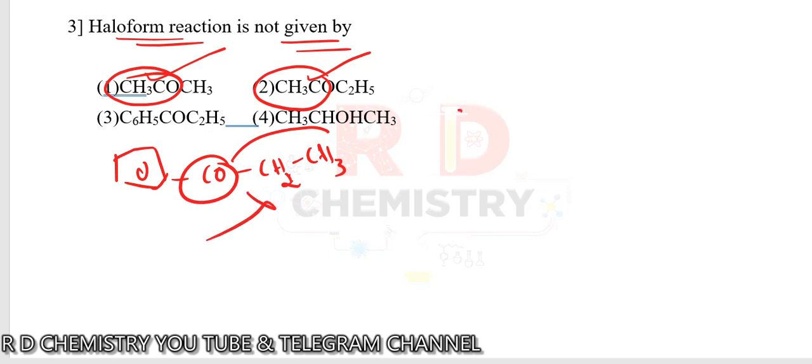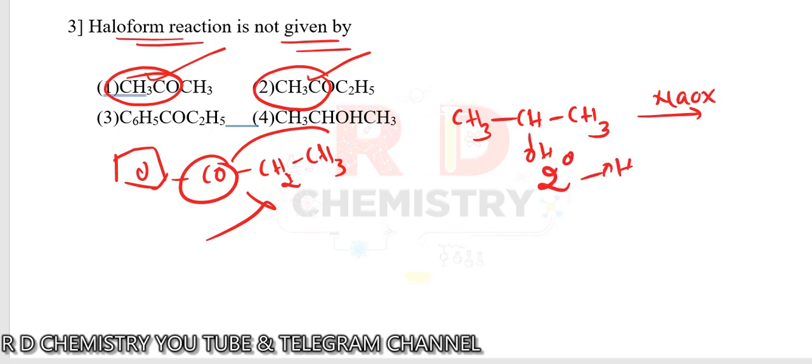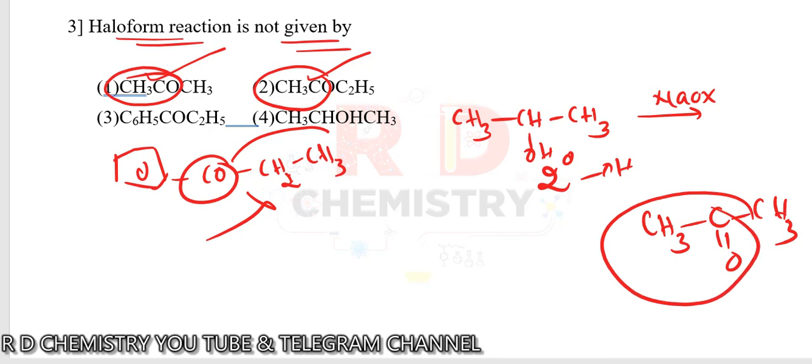What about option number 4? We have got CH3, CH, OH and CH3. In the haloform reaction using sodium hypohalite, which is the oxidizing agent, it can oxidize this secondary alcohol to the corresponding ketone, that is CH3, C double bond O, CH3. This contains the CH3CO group together, so it can answer the haloform reaction. Therefore, which cannot answer is option number 3. 3 is the answer for this question.